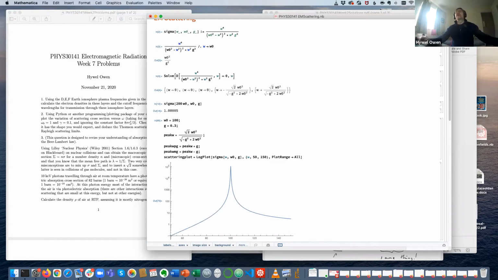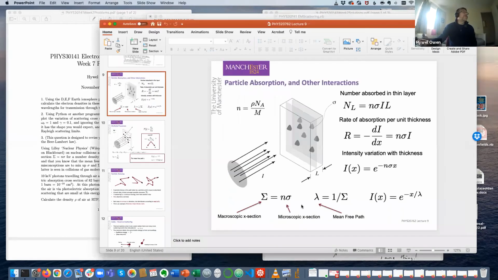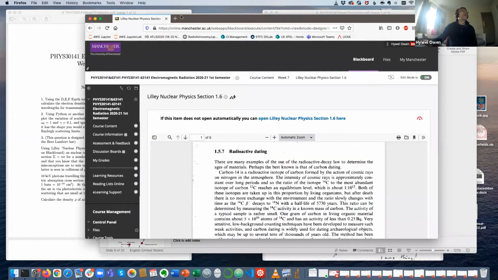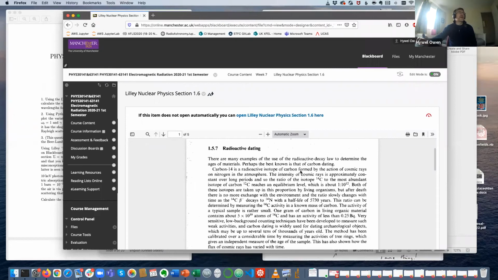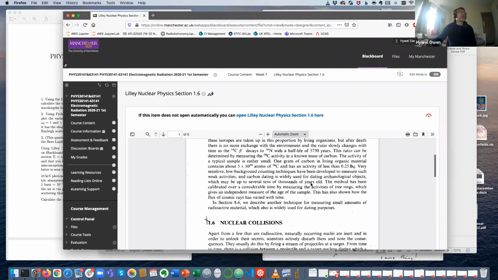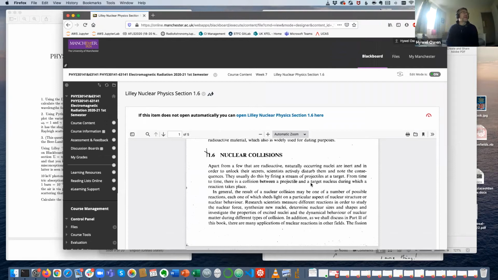Okay, now, the next thing was to look at the rate of scattering as a function of depth. So I hope you found, if we go into Blackboard, I've put rather a poor scan actually, but I put a scan of section 6. We're looking here at nuclear collisions.